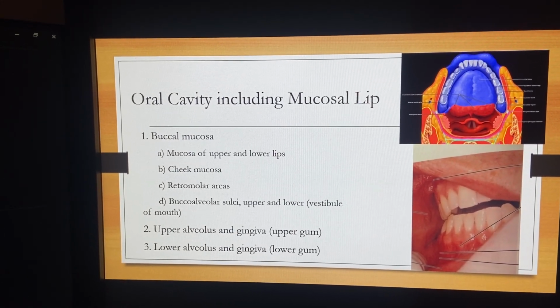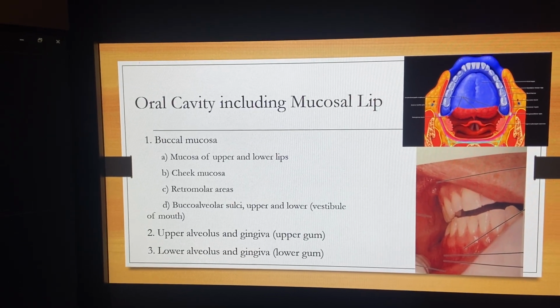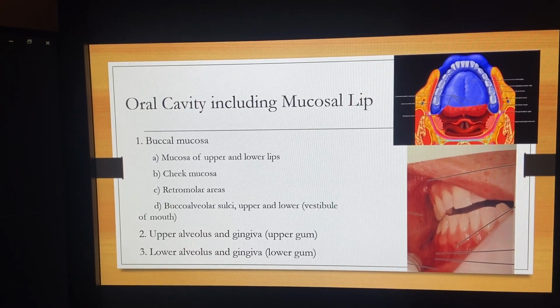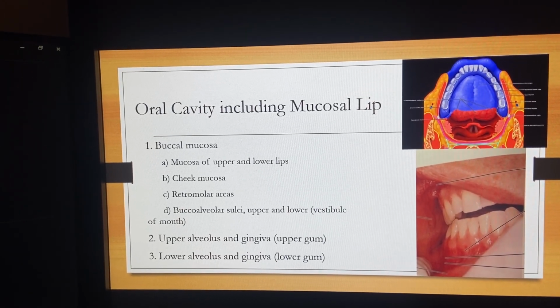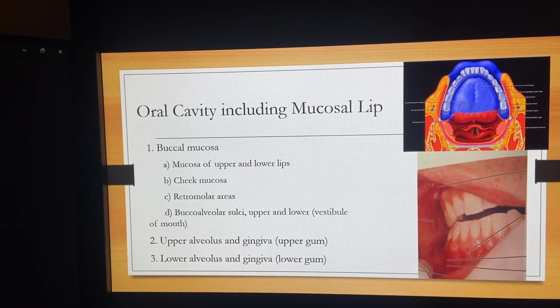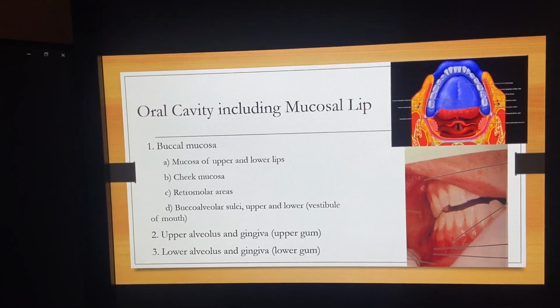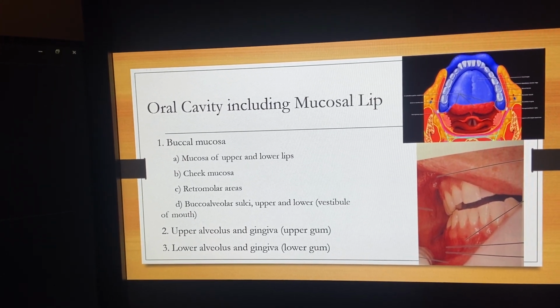In today's video, we begin with one of the most important anatomical regions, the oral cavity, including the mucosal lip. In this session, we will go through the key subsets of the oral cavity, understand their boundaries, and highlight the essential points that influence how tumors in this region are staged. This will lay the foundation for understanding the site-specific staging rules in the upcoming videos.